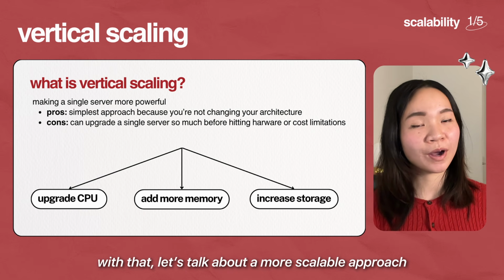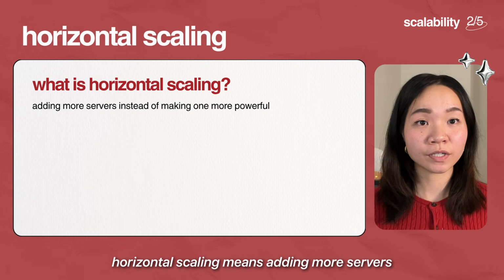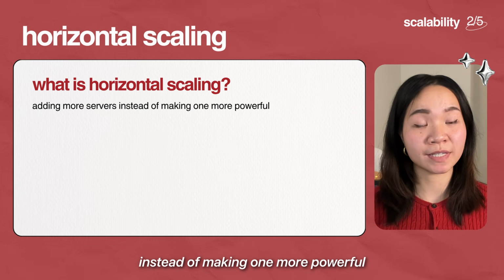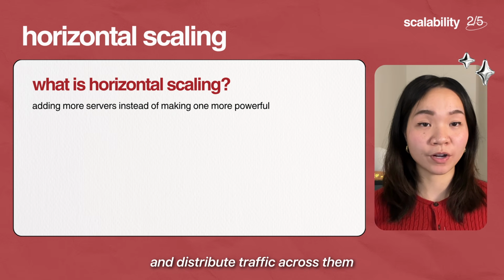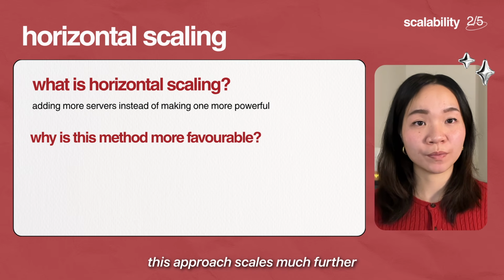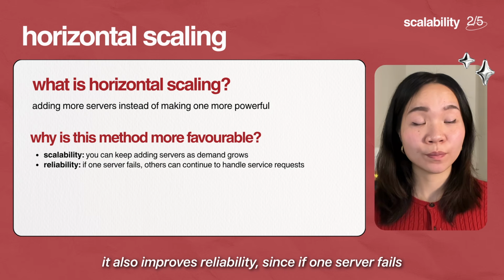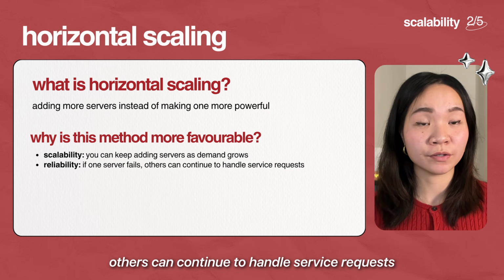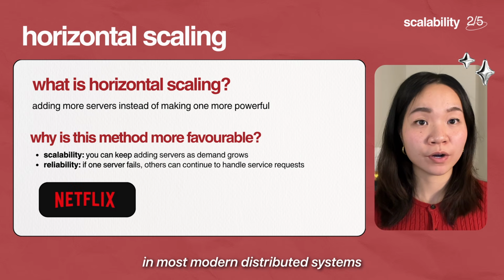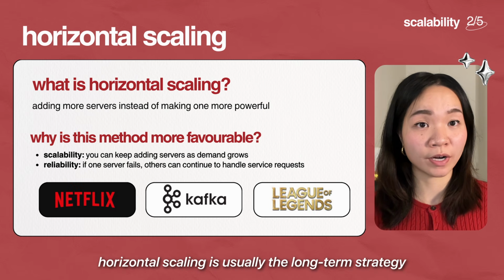With that, let's talk about a more scalable approach, which is horizontal scaling. Horizontal scaling means adding more servers instead of making one more powerful. You run multiple identical copies of your server and distribute traffic across them. This approach scales much further because you can keep adding servers as demand grows. It also improves reliability since if one server fails, others can continue to handle service requests. In most modern distributed systems, horizontal scaling is usually the long-term strategy.